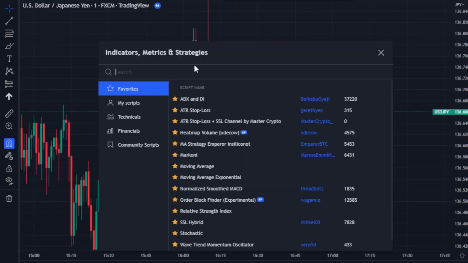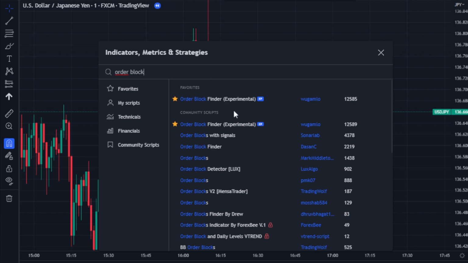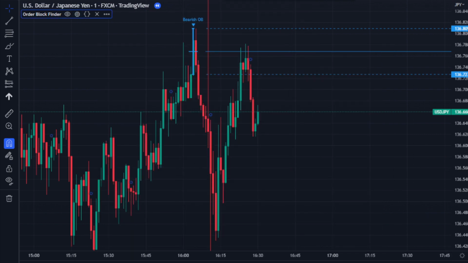The next indicator is called Order Block Finder. So we add it to the candlestick chart, but we're going to select the one created by Wogamlo. We will leave it in its default configuration since that way we can detect order blocks. So what does this mean?